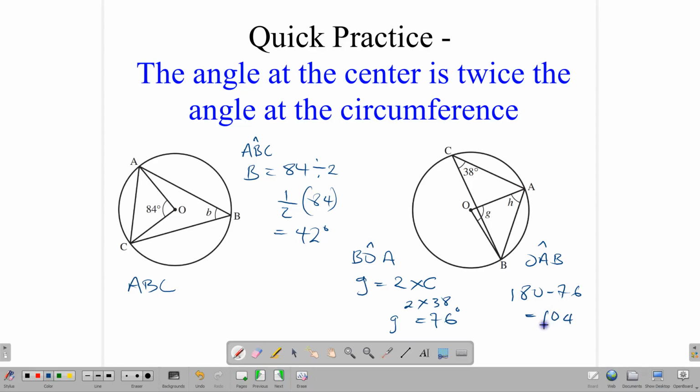And now we can divide that 104 degrees into 2. And that would give us 52 degrees. So H would be 52 degrees as well as the other angle there. So sometimes when you're doing the questions, other things will be thrown in. But the idea here is that the angle at the center is twice the angle at the circumference.